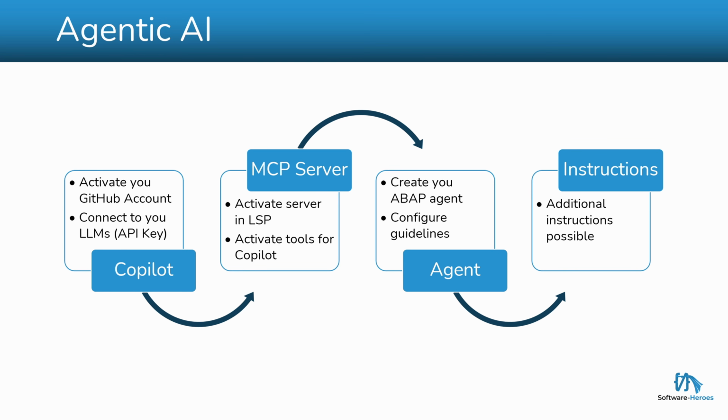You have two options. Either you activate your GitHub account and log in with it, or you use an API key, for example, if you've subscribed to a large language model such as Gemini or Claude. Next, we need to activate further tools, in this case the built-in MCP server in ABAP. We activate this and then integrate it into Copilot, so that the tools are used. In the third step, we define the actual agent, our ABAP developer, who will later carry out the development and receive certain guidelines from us. In the last step, we could add custom instructions, which are additional work instructions that we can then assign to a prompt. However, this step is optional for now and we won't be performing it in this video.